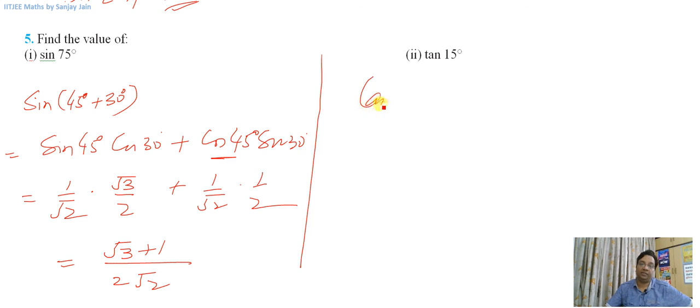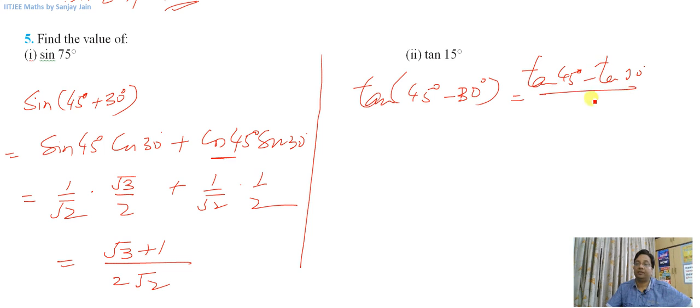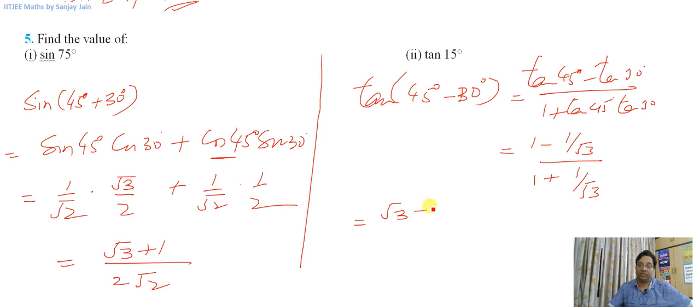Tan 15 can be written as tan 45 minus 30. So this is tan A minus tan B divided by 1 plus tan A tan B. Now tan 45 is 1, so I'll write it as 1 minus 1 upon root 3 divided by 1 plus 1 upon root 3. So it can be written as root 3 minus 1 divided by root 3 plus 1. If in some of the books you do not require a radical sign in the denominator, you can very well rationalize the denominator.